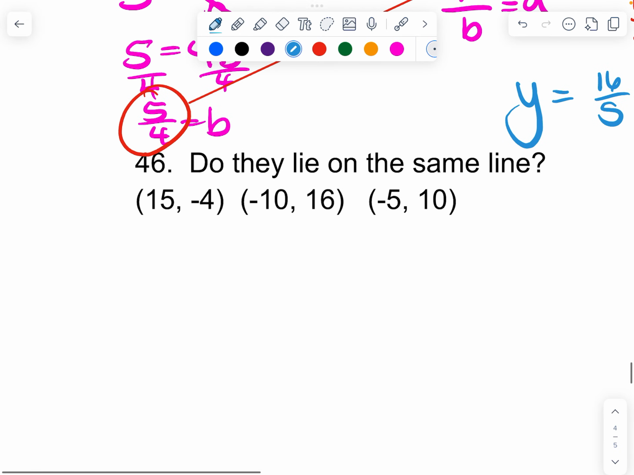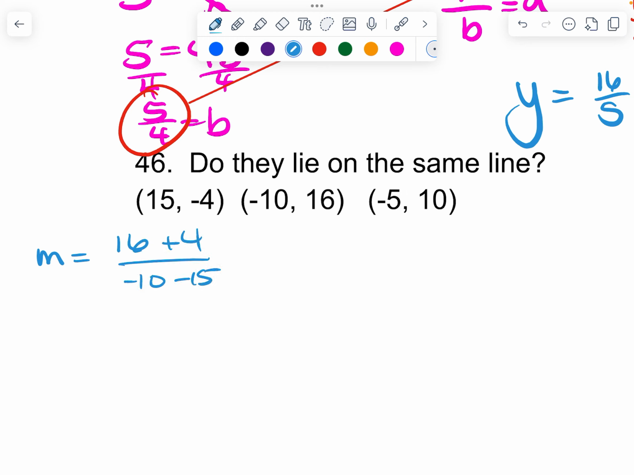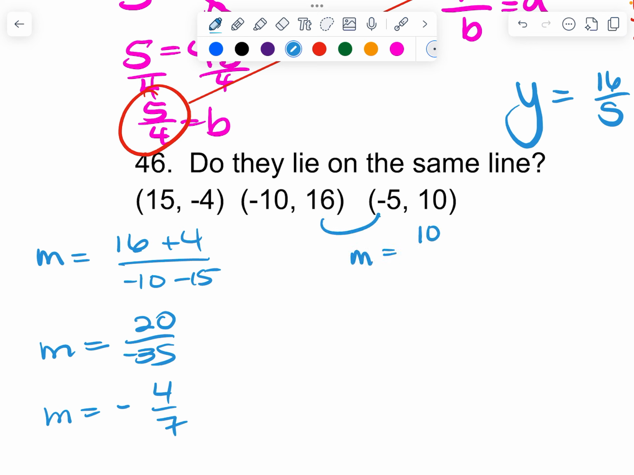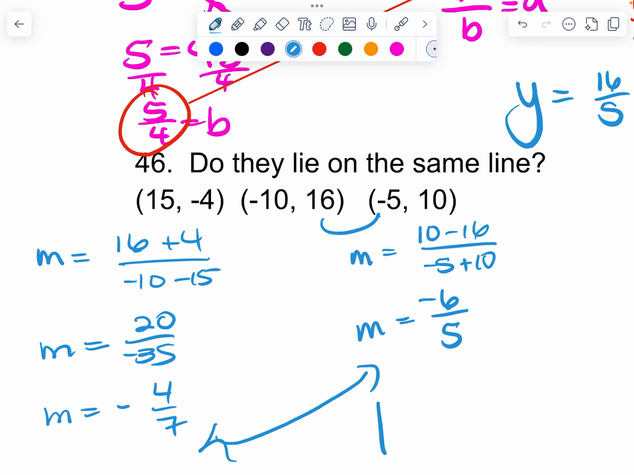And then this one, find the slope of the first two. So 16 plus 4 over -10 minus 15. So the slope on this is 20 over -35, which means this is -5 goes into that, 4 over 7. So then I'll do these two. So the slope here is 10 minus 16 over -5 minus a -10, which is plus 10. So that is going to get me -6 over 5. These are not the same, so that means it's no.